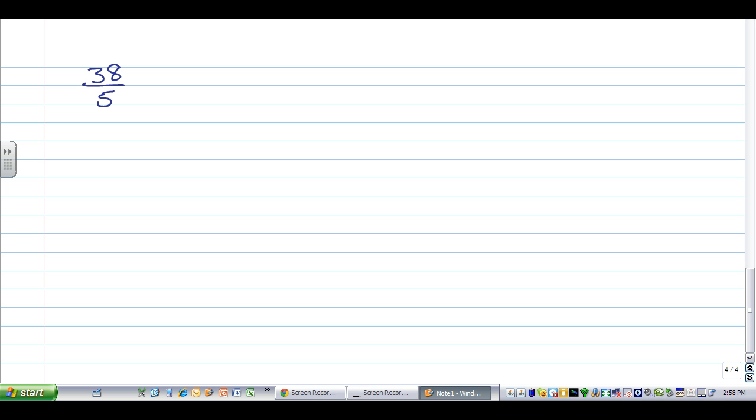How'd you do? Here's one more. Go ahead and pause and try this one. 38/5. Change that to a mixed numeral in simplest form.